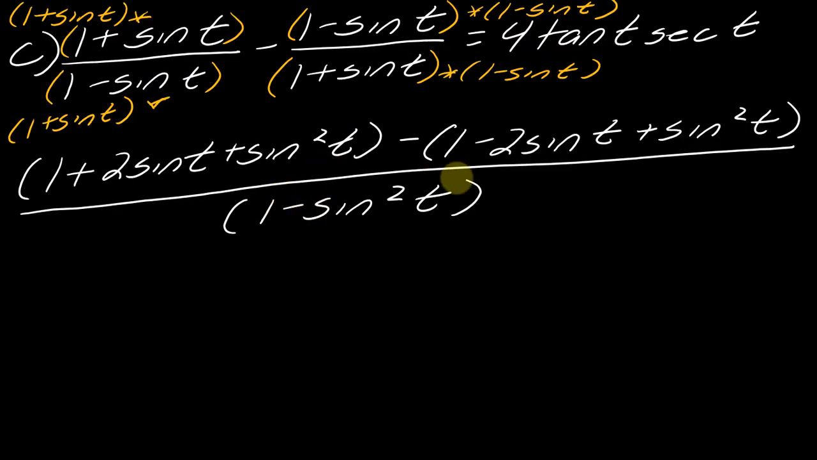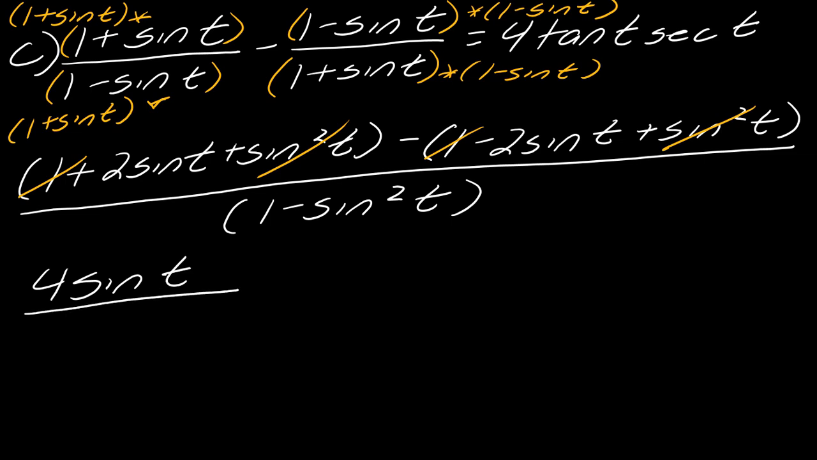And in some ways it feels like the bottom is screaming for me to use that, but I want to finish the top part first because I don't know what's going to happen, so I'm going to focus on simplifying the top first. From analyzing this, the 1's drop out, and then I have sine squared t minus sine squared t, so these drop out. And then I have 2 sine t plus 2 sine t. So the top will just become 4 sine t over this bottom part.